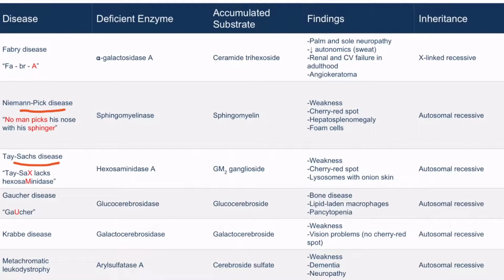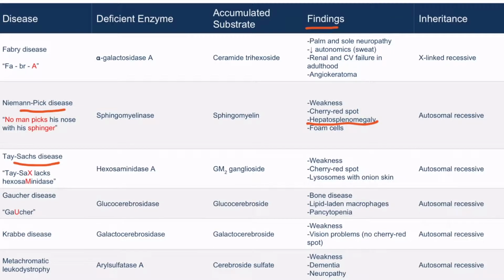Notice that from the findings column, hepatosplenomegaly is the only other clinical manifestation that distinguishes the two. This is incredibly important. If you have a question with a cherry red spot, you need to look for clues about hepatosplenomegaly in order to get these questions right.